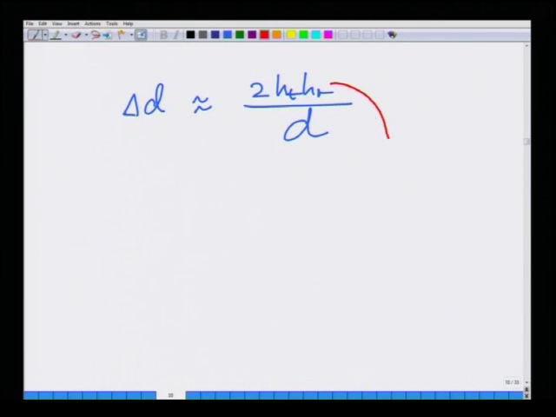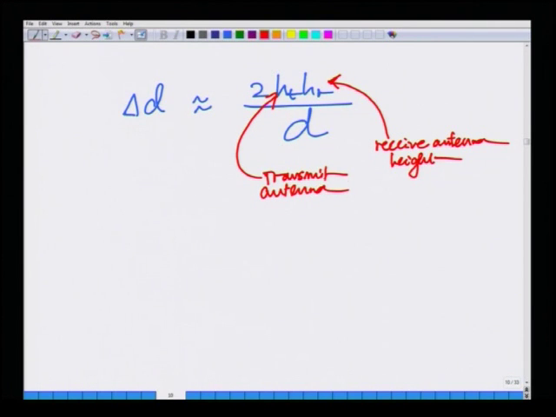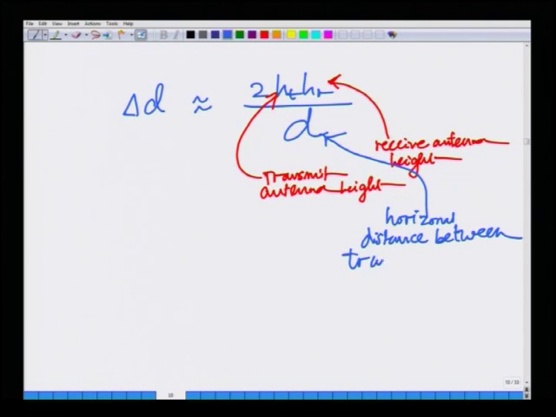Let me again remind you what these quantities are. hr is the receive antenna height, ht is the transmit antenna height, and d is the horizontal distance between the transmitter and the receiver. Okay. So this is what we have. We said delta d, which is the difference between the paths dg minus dLOS, is equal to 2 ht hr by d, where ht is the transmit antenna height, hr is the receive antenna height, and d is the horizontal distance between the transmitter and the receiver.